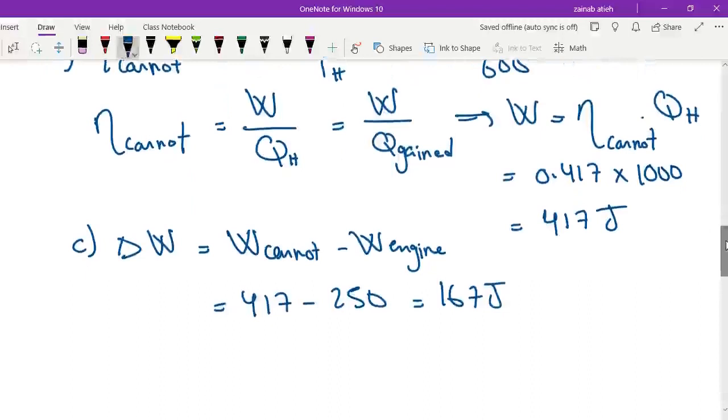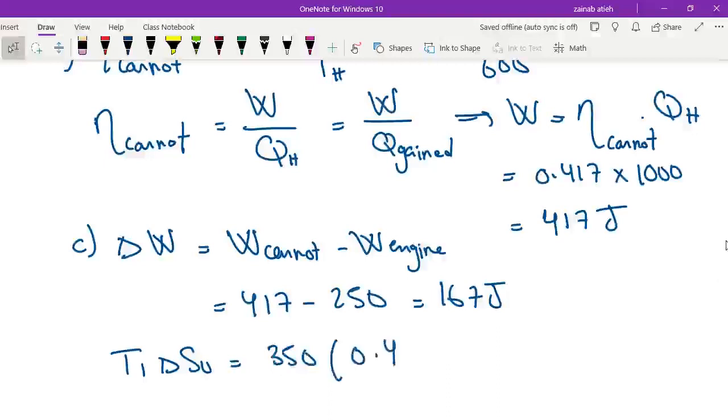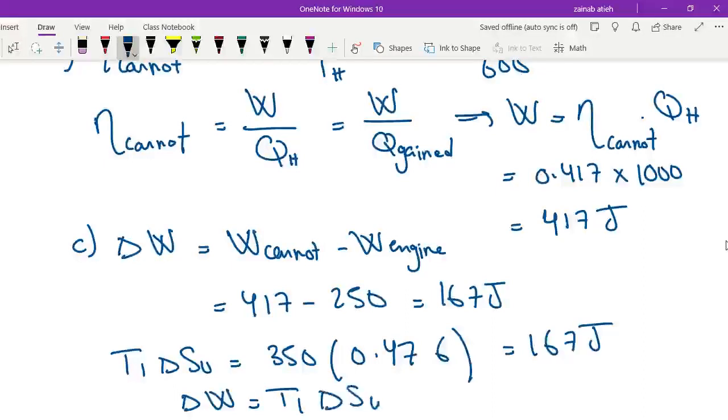So now let's calculate T1 delta S universe, to show that they are equal. T1 delta S of the universe: T1 was 350, and delta S of the universe was already calculated to be 0.476. So I will get 167. They turned out to be equal. So delta W is equal to T1 delta S universe. You are not responsible for delta S universe, but I've solved it because you have to know how to calculate delta S for an engine or for anything else.